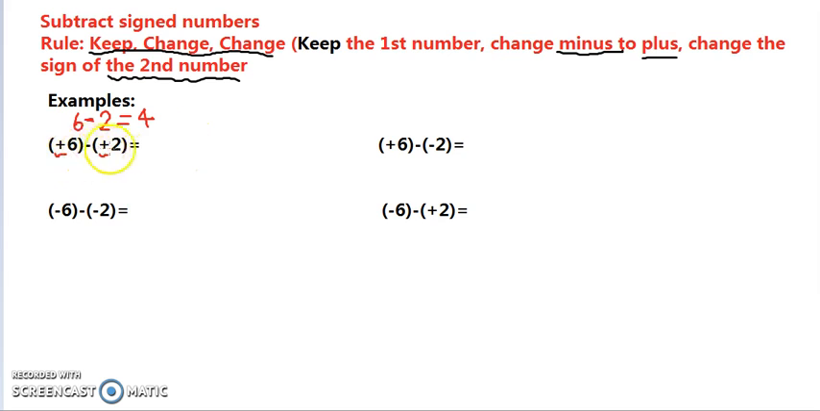So the rule says keep, change, change. We keep the first number, which is positive 6, and we're going to change the minus sign to a plus sign. And then the second number has a plus sign in front of it, and we're going to change that plus sign to a minus, because we have to do 2 sign changes. And we're going to keep the number 2.